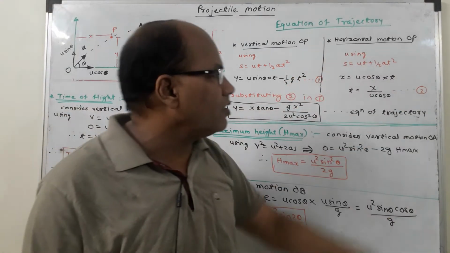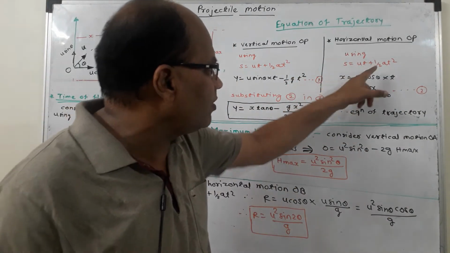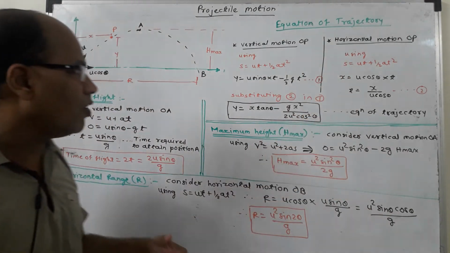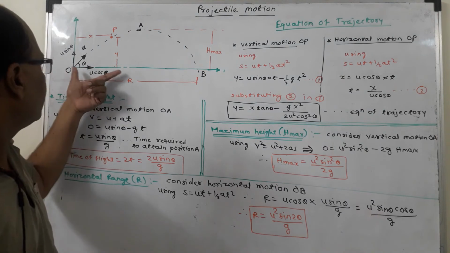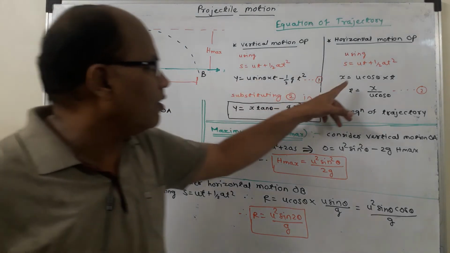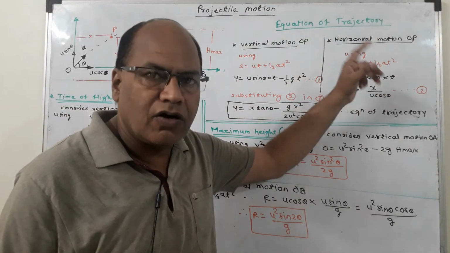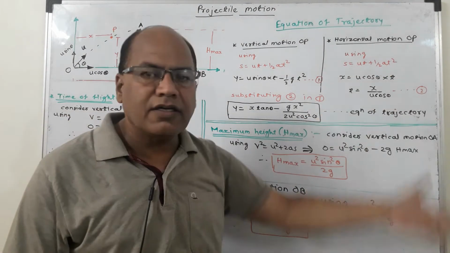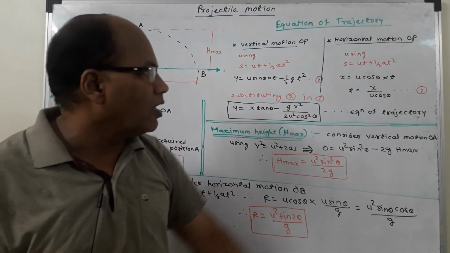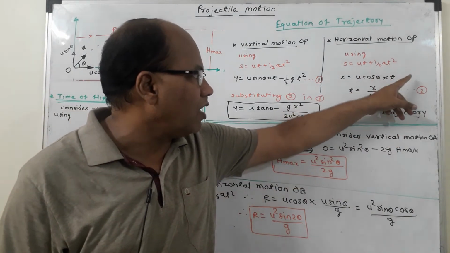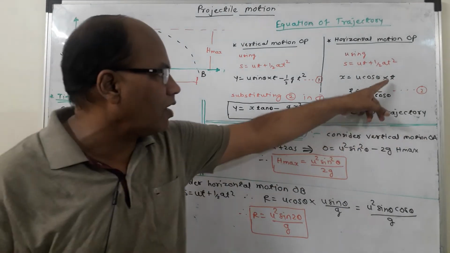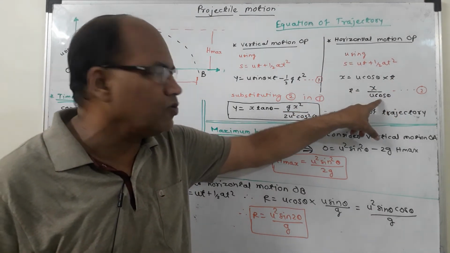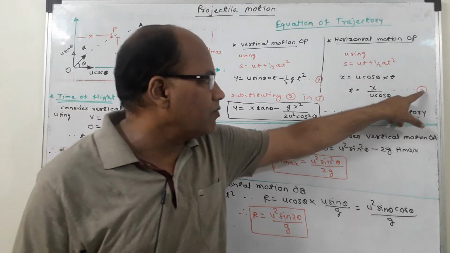Similarly, if we consider horizontal motion and use the same equation, s is equal to ut plus half at square, s, that is horizontal displacement, will be equal to x from O to P. So x is equal to u, the horizontal component of velocity is u cos theta, into t. The acceleration is absent for horizontal motion, and that is why the next term will be 0 and will not exist. If I rearrange the equation, I get t is equal to x upon u cos theta. Let it be equation number 2.